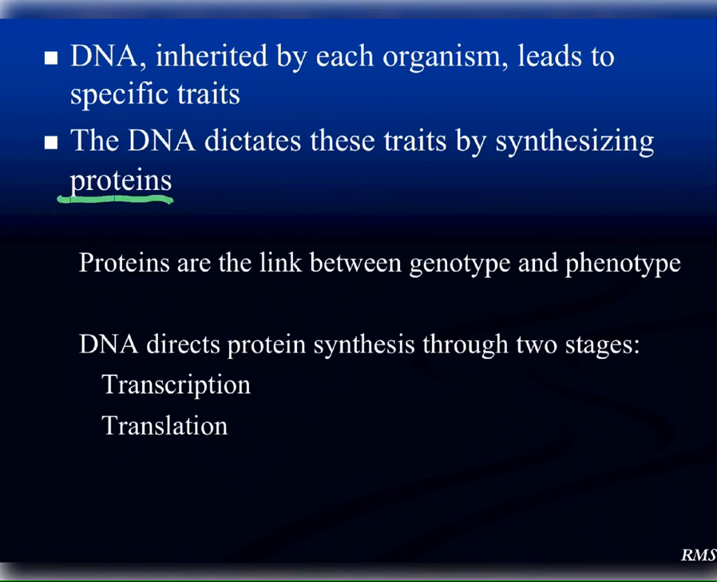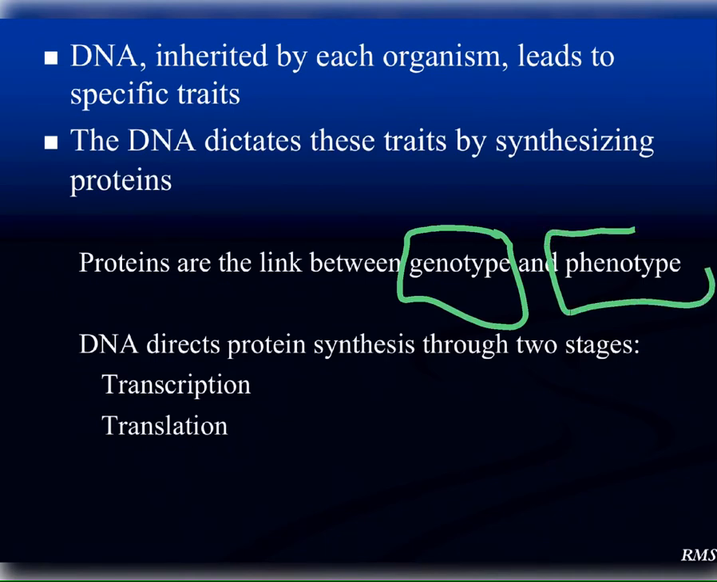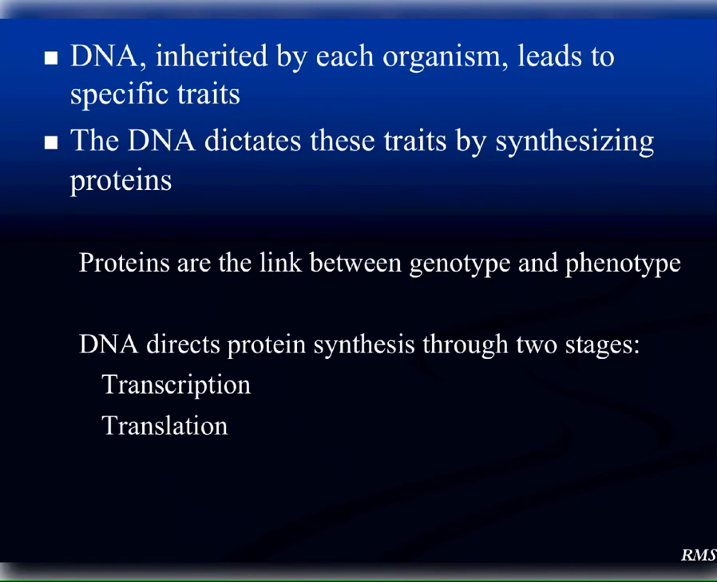So the idea is to figure out, well, how do we get from DNA, which is the recipe for what we are, to building the proteins, which is what we actually are. So proteins are those links between the genotype, which is your genetic makeup, and the phenotype, which is your physical expression. Now, you're going to learn the two processes that we have to go through to get from DNA to the proteins at the end of the day.